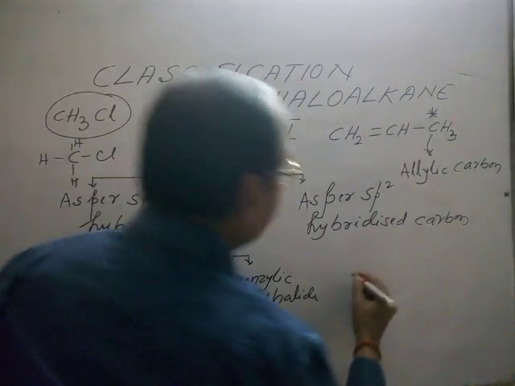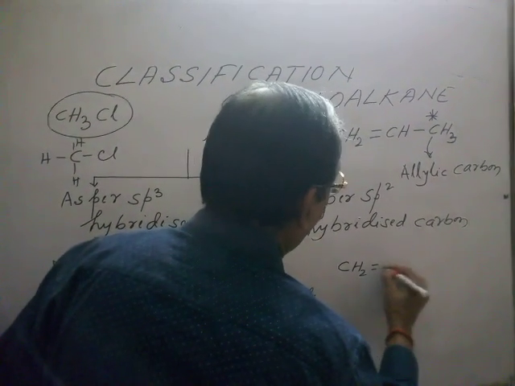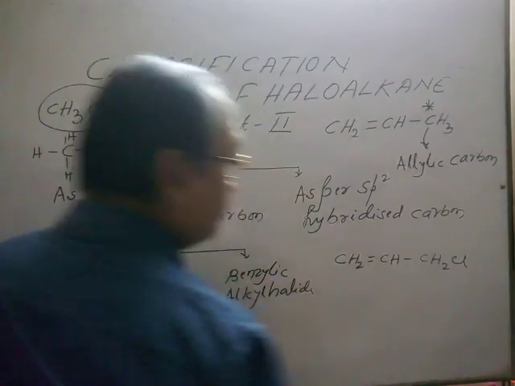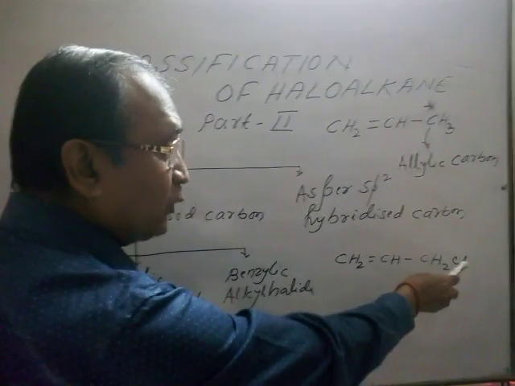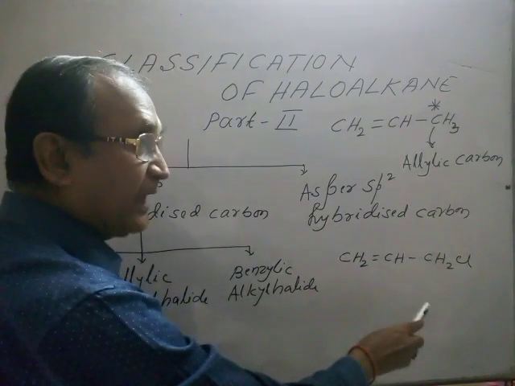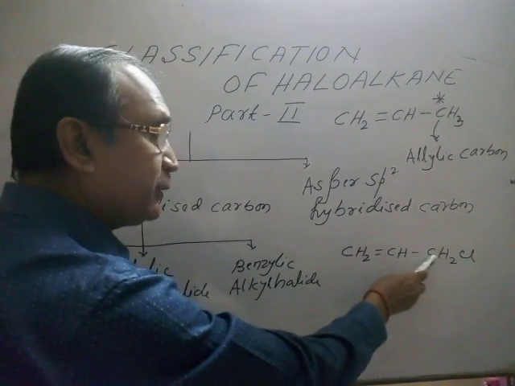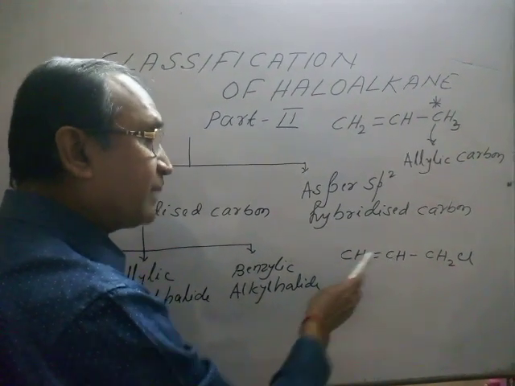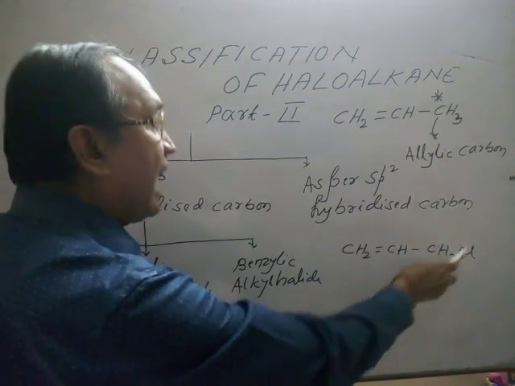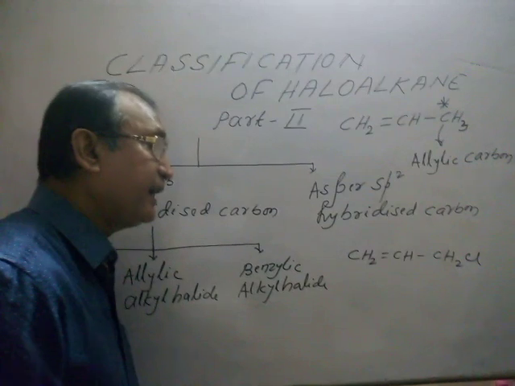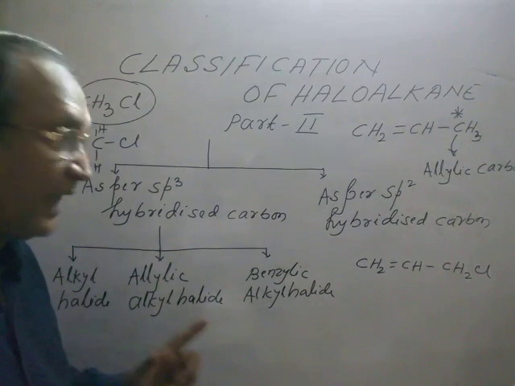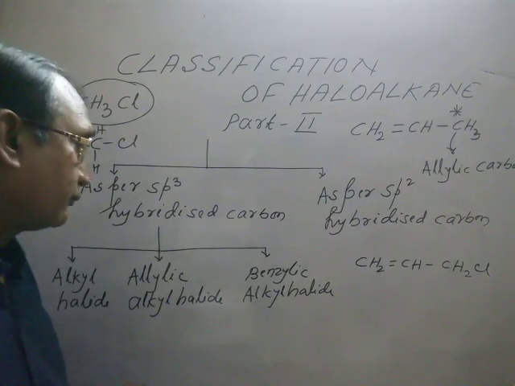As for example, CH2 double bond CH single bond CH2 here. Here this halogen joins with this carbon, and this carbon is sp3 hybridized. On the other hand, this carbon joins with this carbon, and this carbon joins with another carbon by a double bond. For that, this carbon is our allylic carbon, and this type of alkyl halide is known as allylic alkyl halide.